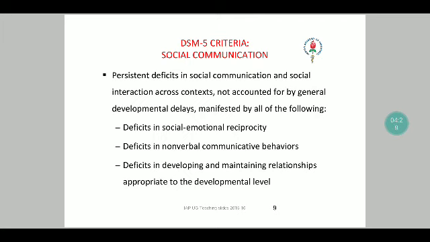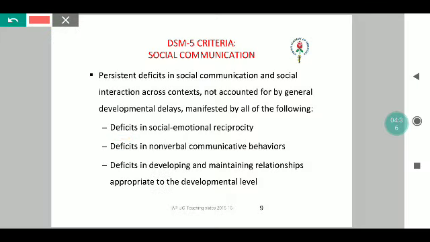Now, as far as social communication is concerned, there must be a deficit in social emotional reciprocity, meaning the child will not be able to reciprocate the emotions which are shown. There will be a deficiency as far as the social milestones are concerned. There will be deficits in non-verbal communicative behaviors. So the child will not be able to communicate by writing or scribbling. That is the earliest sign we can expect. And there will also be deficiencies in developing and maintaining relationships appropriate to the developmental level.